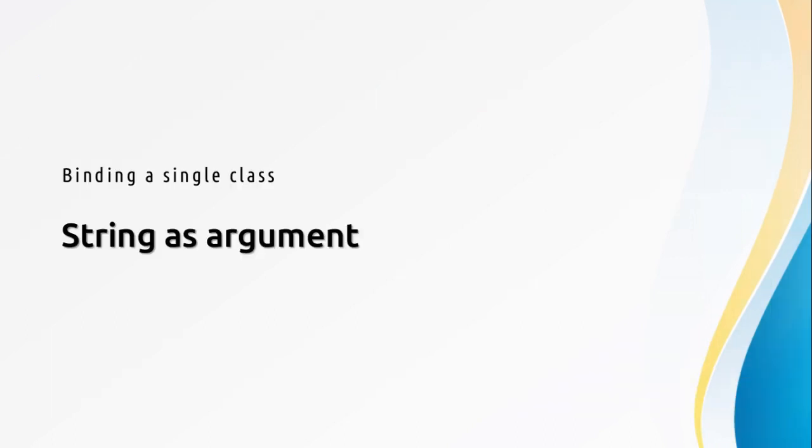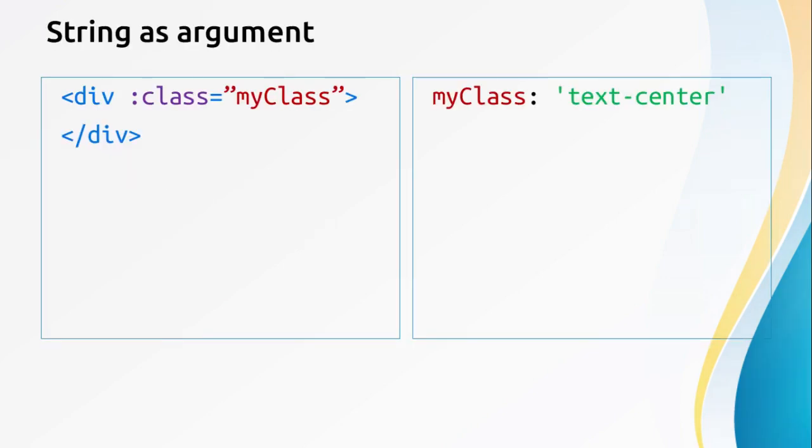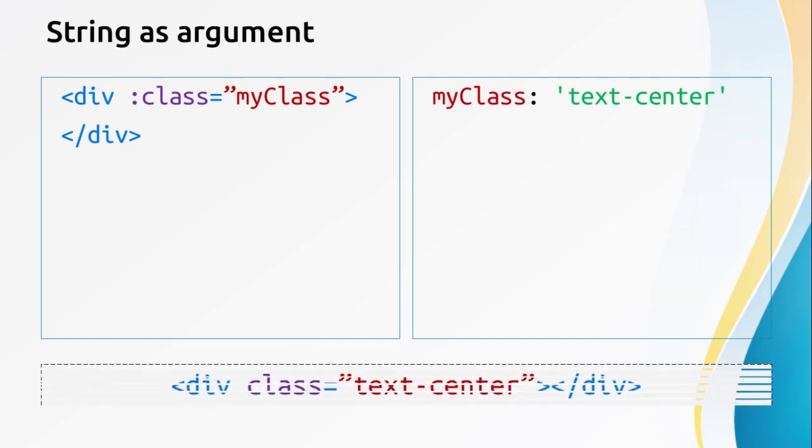Now, if you want to bind only a single class to an element, then you can pass a string. Here we bind the class attribute to myClass. In myClass, we can define a class name textCenter like so. When the page is rendered, the div element will have textCenter class. Okay, that's about class binding. We can dynamically apply one or several classes to a particular element. Now, let's see it in action.